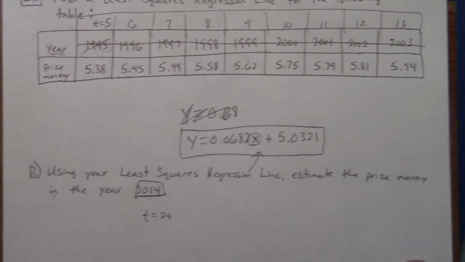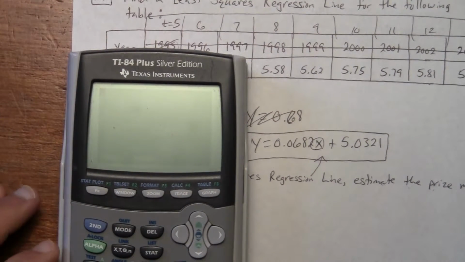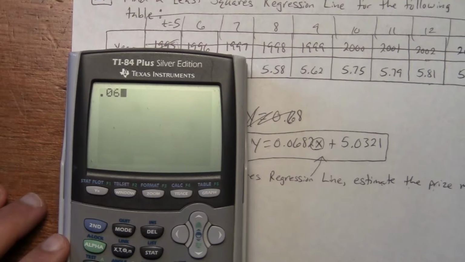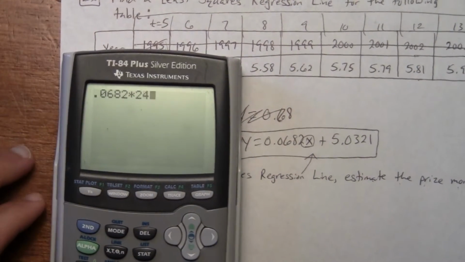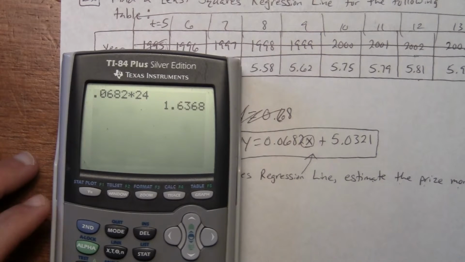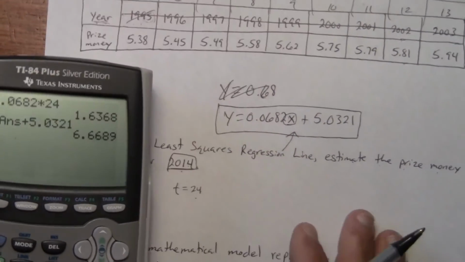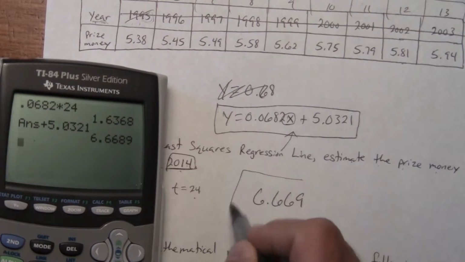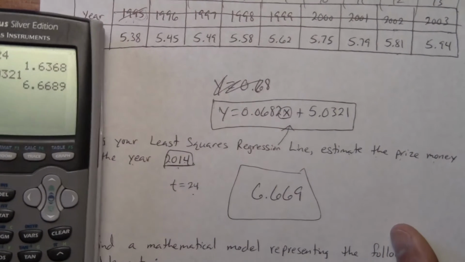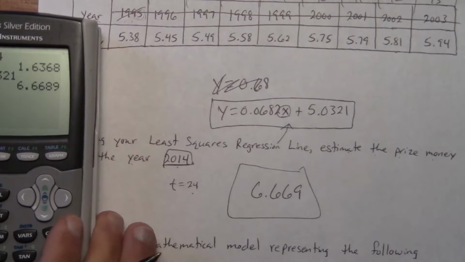So now I'm going to take my calculator. Again, if this was on the test, it would be a calculator part. And you're just going to simply type that in. I'm going to type 0.0682 times 24, did we say? Yep, times 24. Go ahead and hit enter for that one. And then I'm going to add 5.0321. Hit enter. And that's what our prize money would be. It would be 6.669. Whether that's in hundreds or thousands or millions doesn't really matter. All right, so that's how you're going to define the least squares regression line using your calculator.